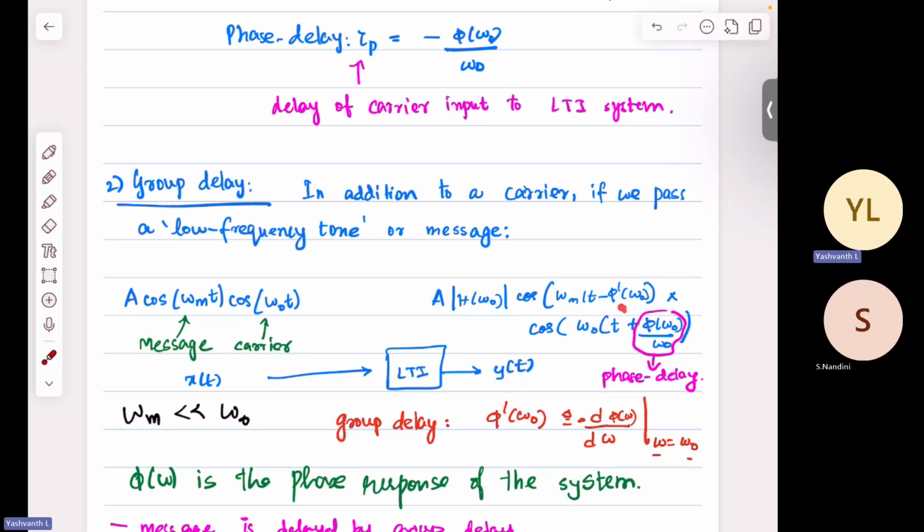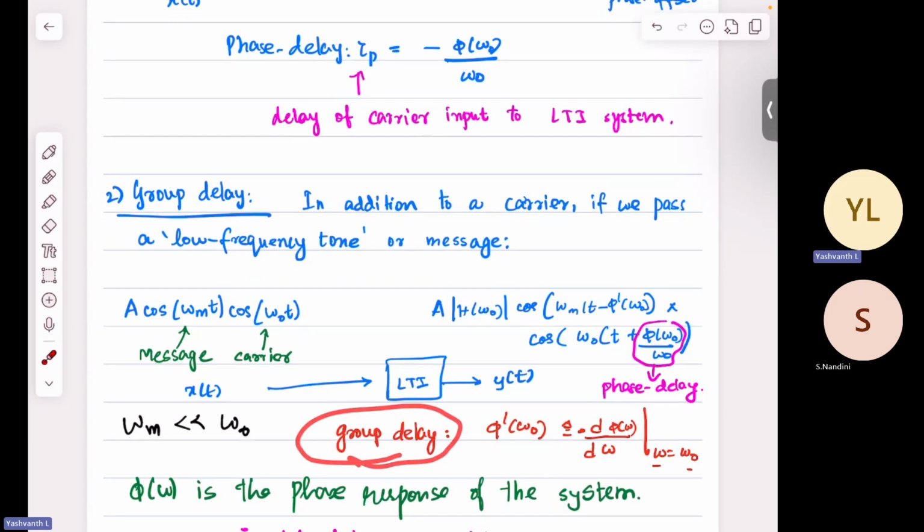Whatever phase offset you encounter for the message signal is what is called the group delay. Group delay is defined as the negative derivative of the phase response with respect to the frequency, evaluated at omega equals omega naught. So around omega equal to omega naught, the differential change in the phase response as a function of frequency is what is called the group delay.